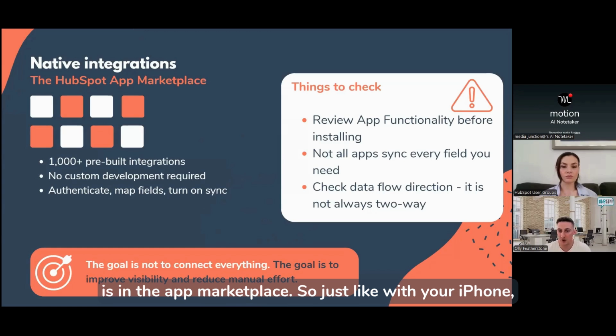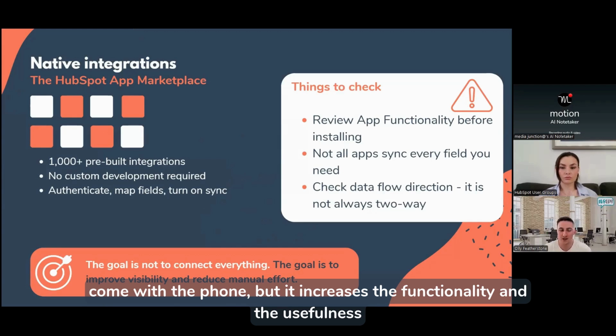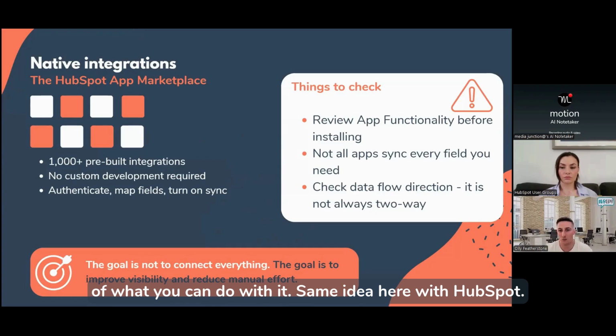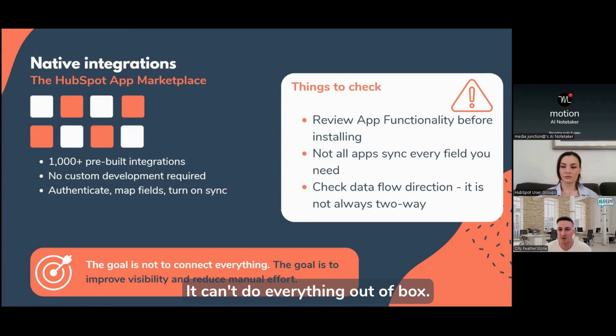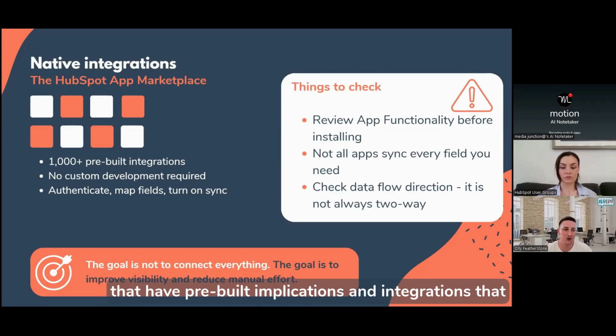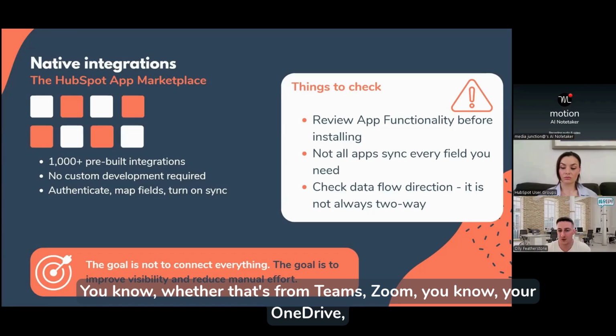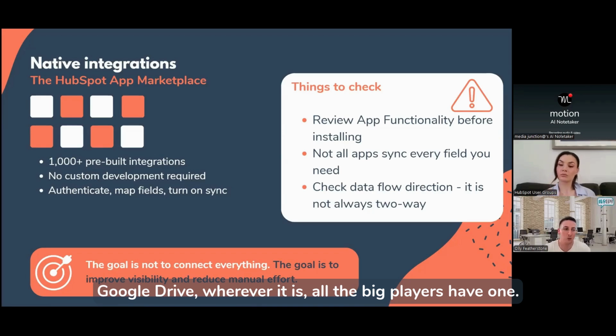Just like with your iPhone, when you go onto the App Store and download Instagram, it doesn't come with the phone, but it increases the functionality and the usefulness of what you can do with it. Same idea here with HubSpot. It can't do everything out of the box. It knows that, and that's why there's over 1,000 partners that have pre-built integrations that act very much like an application. Whether that's Teams, Zoom, your OneDrive, Google Drive, all of the big players have one, and there's some niche ones in there as well.